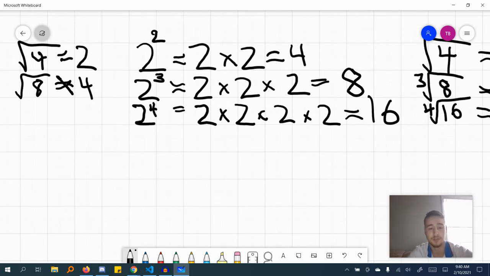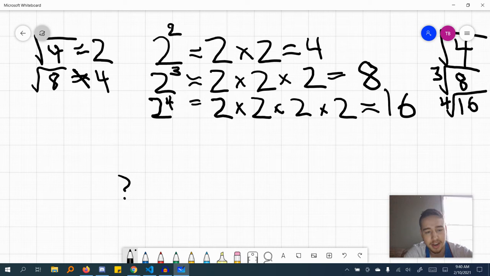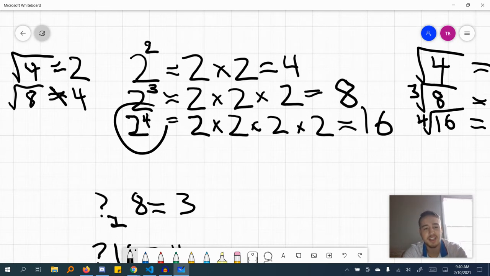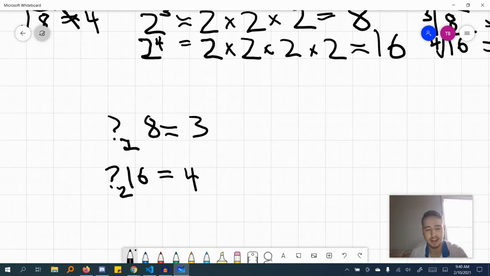There's an operation where you can say operation of 8 equals 3 when you plug in the 2. There's an operation that says operation of 16 equals 4 when you plug in the 2. That can take this expression and just get the 4 out of it. And what we call that is a logarithm. That's going to be just a word you'll have to remember, or at least log. So instead of these question marks, what that actually looks like is the log with a little subscript 2.